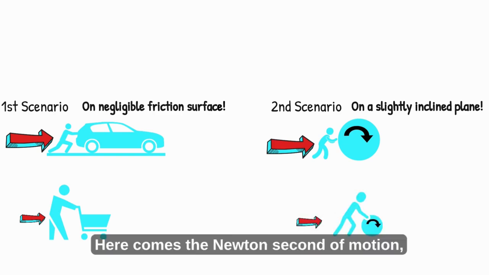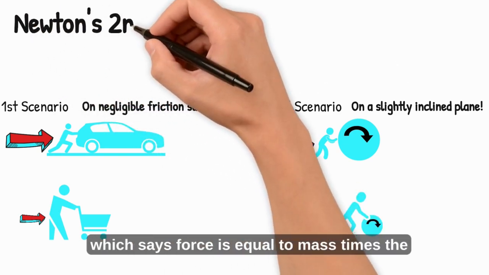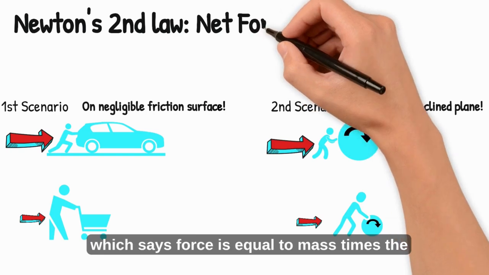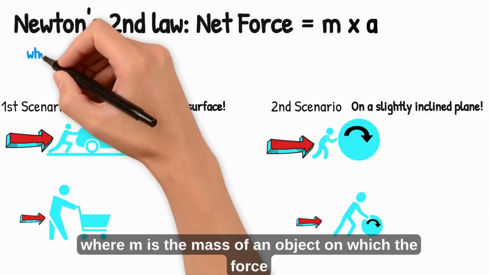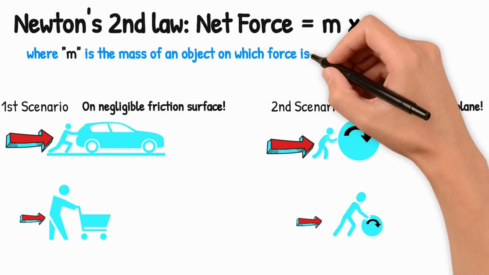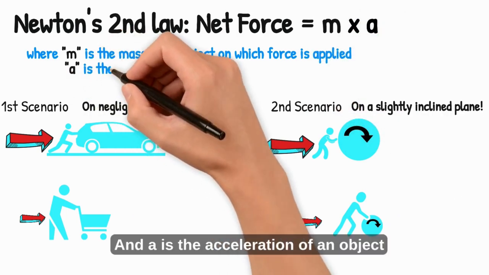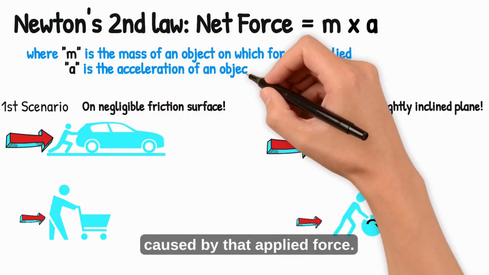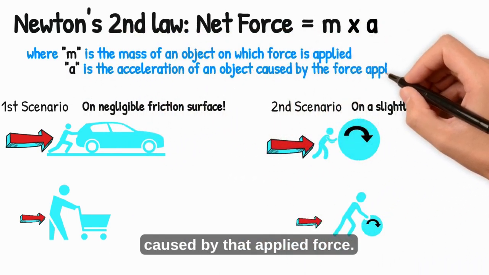Here comes Newton's second law of motion, which says force is equal to mass times the acceleration, where m is the mass of an object on which the force is applied, and a is the acceleration of an object caused by that applied force.